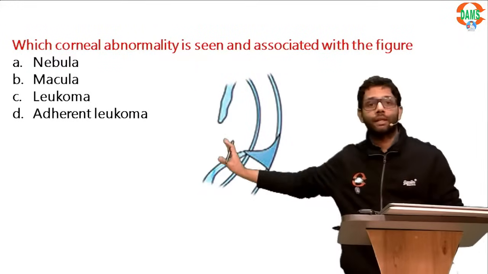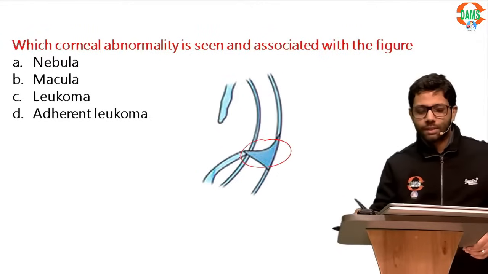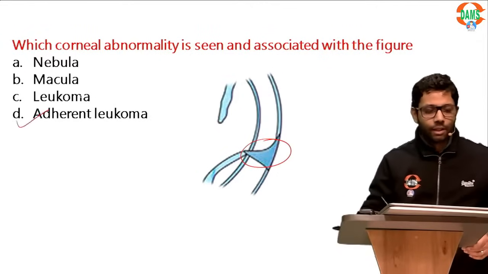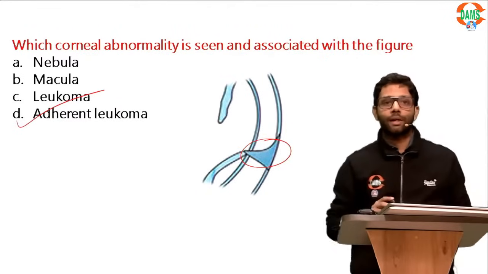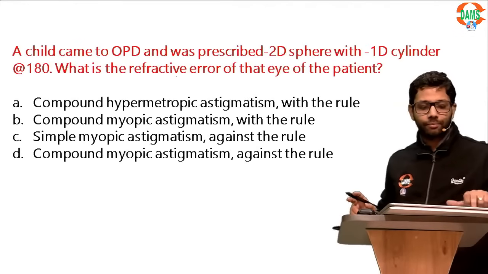This is an INI predictor question. Which corneal abnormality is seen? The full thickness cornea is there and iris is adherent. That is adherent leucoma. I told you this in INI predictor also. This is adherent leucoma. 16th question.